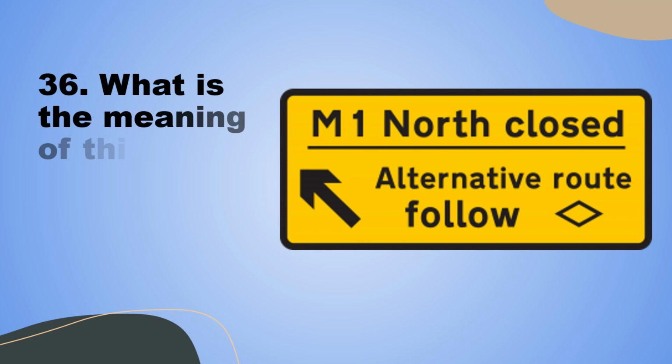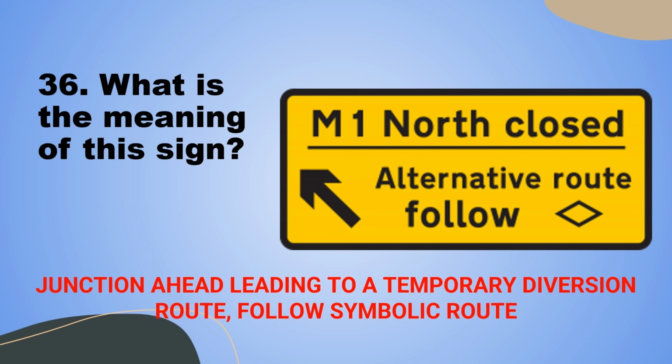What is the meaning of this sign? Junction ahead, which is leading to a temporary diversion route. Follow symbolic route. On this particular sign, M1 north is closed. So the alternative route will be on the left and you will need to follow the signs for the diversion.